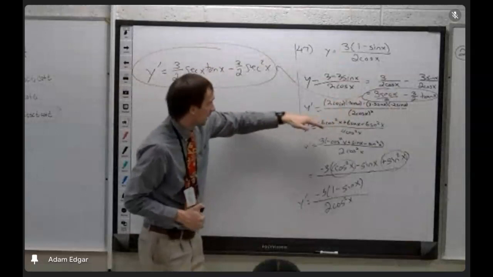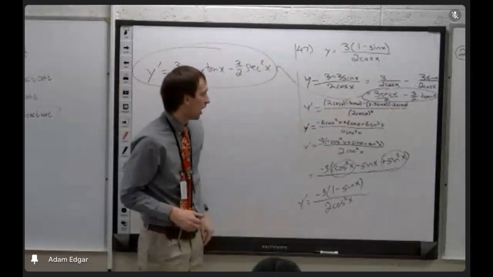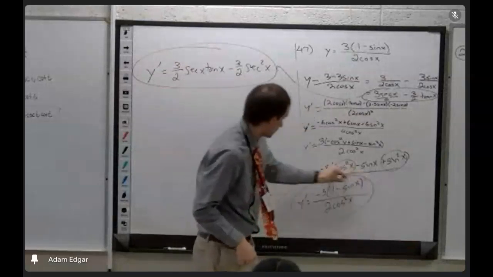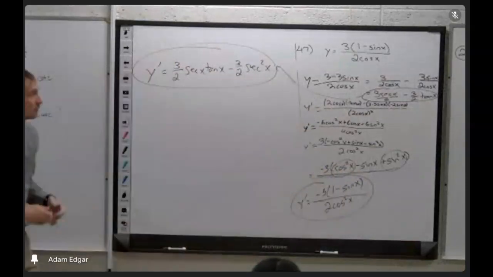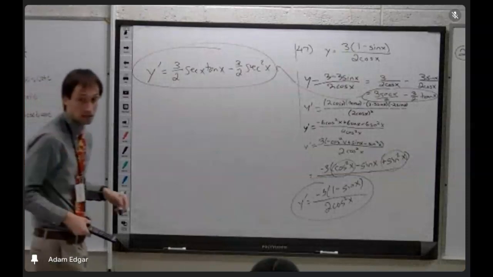Here you just plow right through quotient rule. That's fine. Nothing wrong with that. And you get a different looking answer. They're both right. The guy making the key has to take into account both possibilities when he goes to grade stuff. Any questions with 47? You have to know your trig identities and you have to know your trig derivatives.